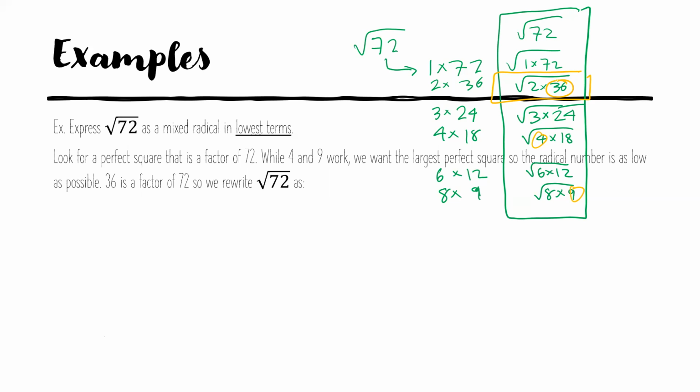So we want to pick 36 and 2 as the factors of 72. That means we're going to rewrite the square root of 72 as the square root of 36 times the square root of 2. Notice that I also could have written it as the square root of 36 times 2, but in the end you can break it down to the square root of 36 times the square root of 2.